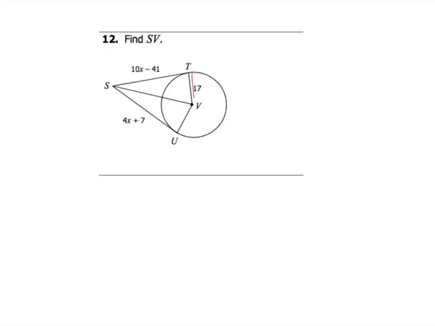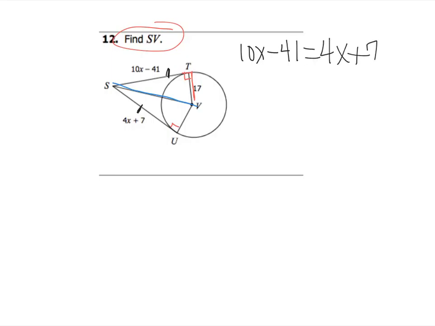Every time you see a radius connected to a tangent, go ahead and put in your right angle. And so now you can clearly see that we have a right triangle and we have the legs. However, that's not going to help us find SV, which is what? The hypotenuse. But what we notice is that the tangent to the circle from point S, and the tangent to the circle from point S that goes to U, they are congruent. So I'm going to write 10x minus 41 is equal to 4x plus 7. I'm going to solve for x, and then I'll have both sides to my triangle.